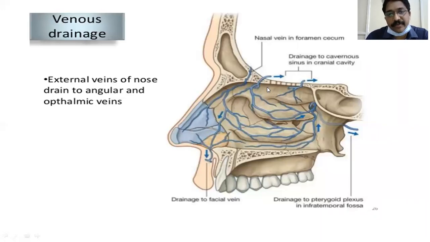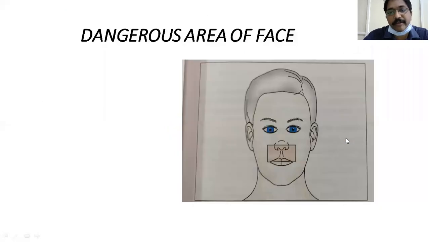cavernous sinus. That's why if there is any infection in the vestibule of the nose, there may be chances of the infection going into the brain. That's why you should be very careful. That's why it's called the dangerous area of the face. Don't confuse it with the dangerous area of the nose.